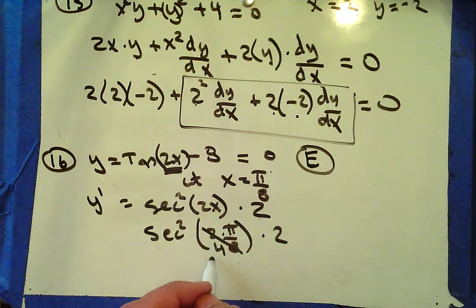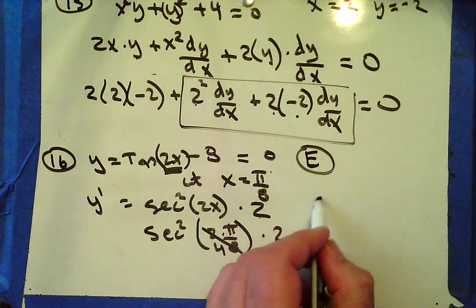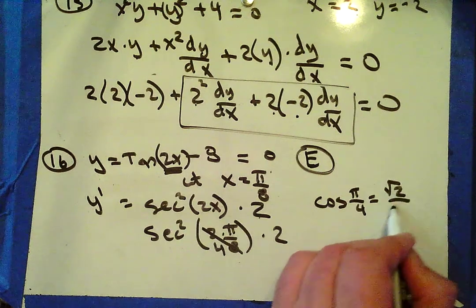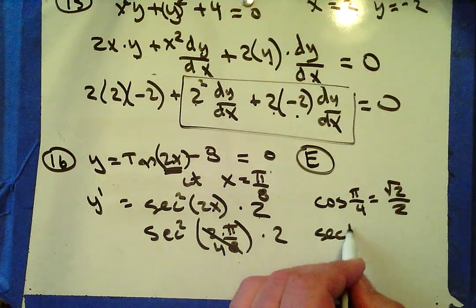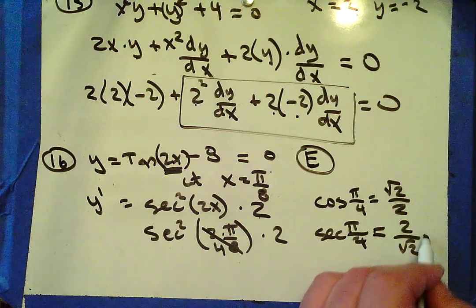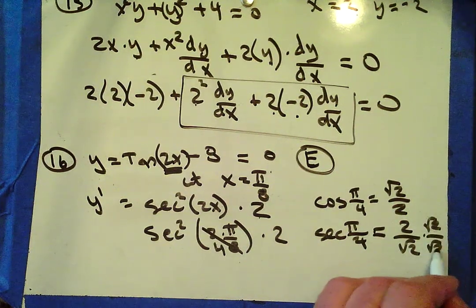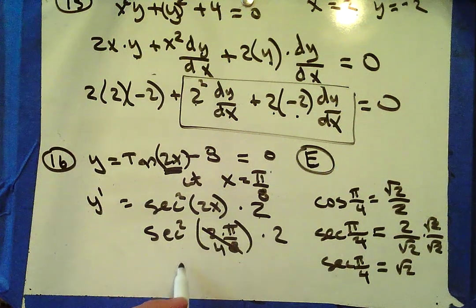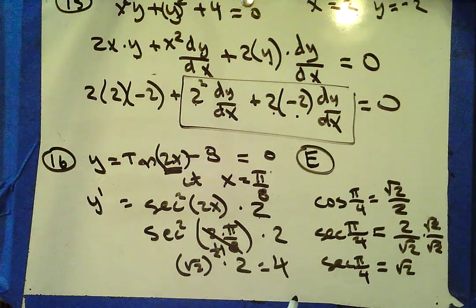So I need secant squared 2 times pi over 8 times 2. Well, that's pi over 4, and I don't know secant of pi over 4, but I know cosine of pi over 4 is root 2 over 2, and secant of pi over 4 must be the reciprocal of that, and if I rationalize, I end up with root 2. The secant of pi over 4 is root 2, but I want secant squared. I want root 2 squared times 2, so I get 4. 16 is 4, and that's choice E. Okay, 17.